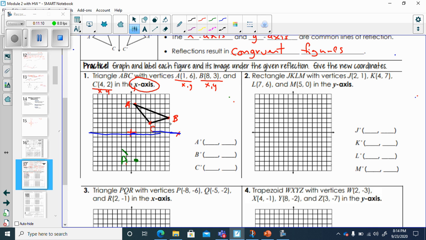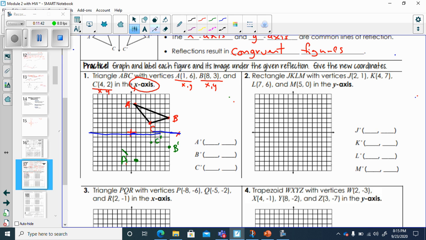Let's do B. Let's see how far B is from the line of reflection. It's 1, 2, 3 points above it. So B prime is going to be 1, 2, 3 points below it. Here's our image point, B prime. Pre-image point was B, image point's B prime. C is 1, 2 points above the line, so its image is going to be 2 points on the other side of the line of reflection. We label it C prime.